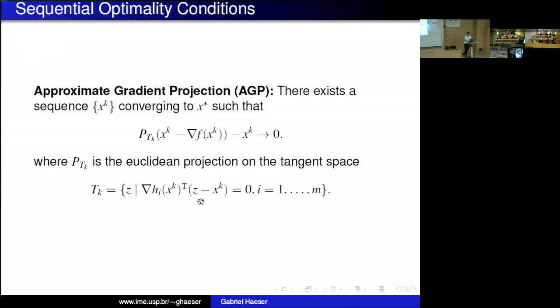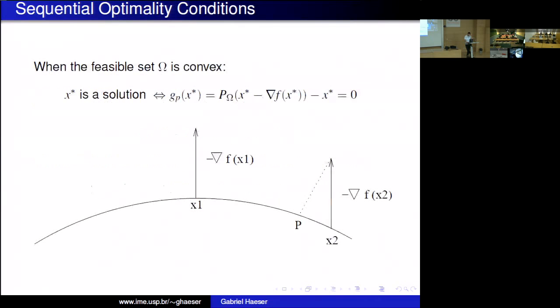The points z such that this gradient is zero are the points that, if you approximate in first order, you don't lose feasibility. So you want to walk along a type of direction that's the minus gradient direction, but you have to project it to this tangent space. Don't go too far away from the feasible set. Okay, so this is the idea, and this is the optimality condition that we are able to show.